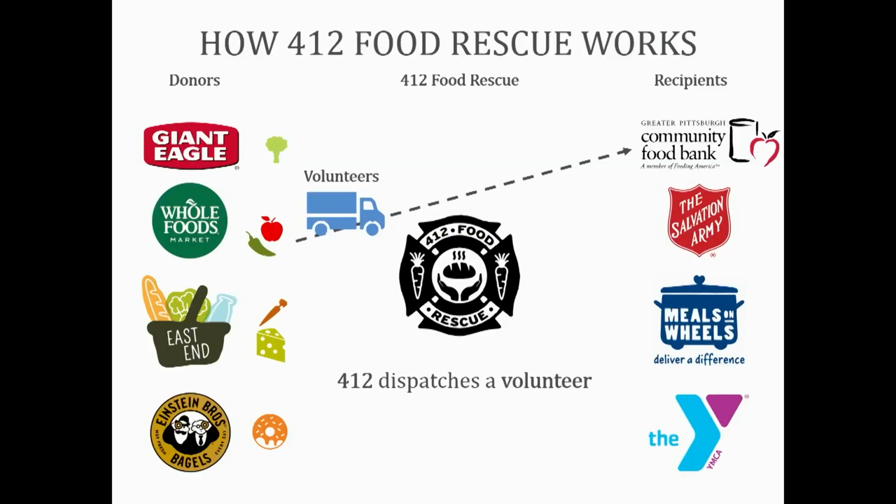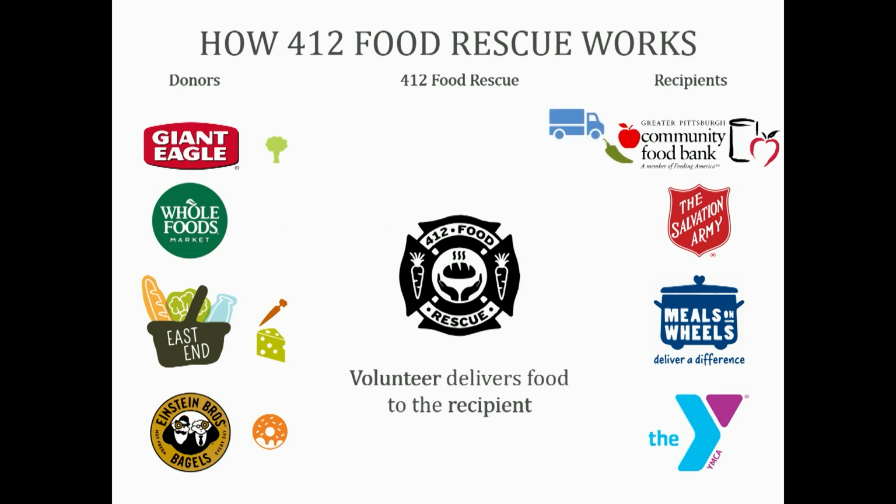412 identifies a recipient and dispatches a volunteer. So 412 has a very interesting program they run. It's like Uber. You can download it on your phone, and it will notify you, hey, do you want to go from place A to place B to drop this off? And 412 uses the app to communicate with the volunteers and sends them over to the drop-off. Okay? Fantastic. Where's the problem?